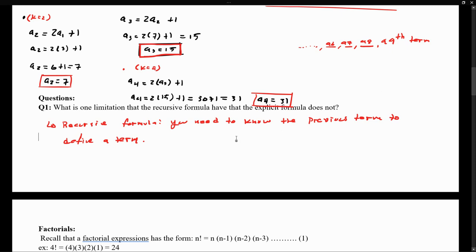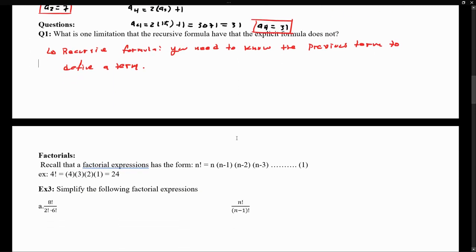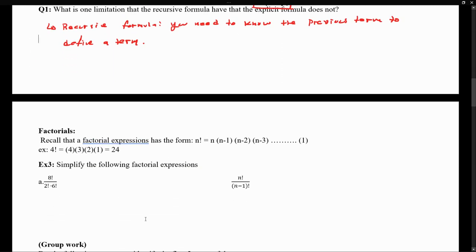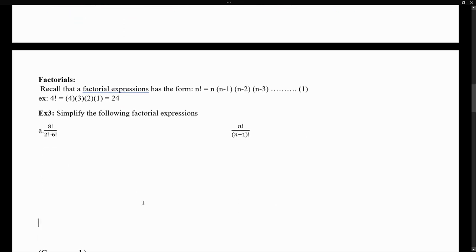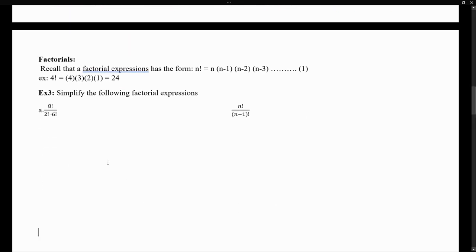The last little point I want to make doesn't refer too much to sequences, but we will use these expressions throughout our studies of sequences, and that's the idea of a factorial. Just recall what a factorial means. We usually use the exclamation point to indicate factorial. What this factorial is saying is you're going to multiply by descending values down to 1.